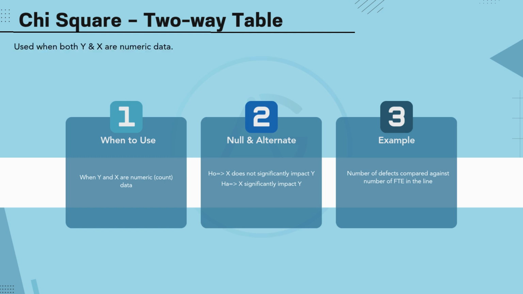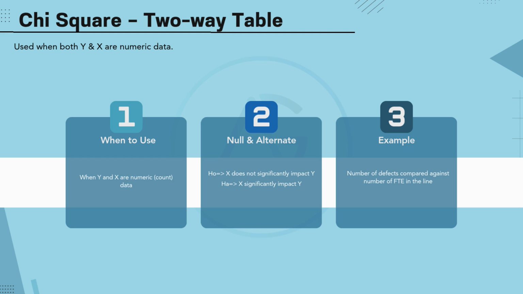this slide covers the chi-square test using a two-way table, which is a method used to evaluate the relationship between two categorical variables when both are recorded as counts. Let's go through the key elements. When to use: you apply this test when both the dependent variable, Y, and the independent variable, X, are in numeric count form, but still categorical in nature. For instance, if you're comparing counts of defects observed across different numbers of full-time employees, FTEs, on a production line.